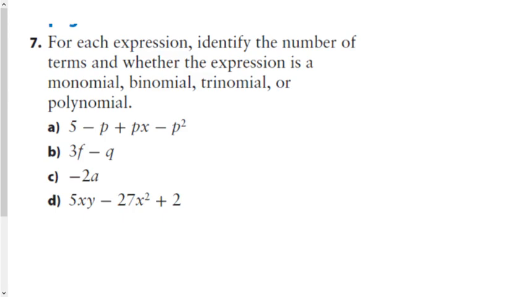Question 7, for each expression, identify the number of terms and whether the expression is either a monomial, binomial, trinomial, or polynomial. It is a little bit of a misnomer because anything more than 1 term is technically a polynomial, but those are 2 terms and 3 terms respectively. 1, 2, 3, 4, polynomial, 4 terms. 2 terms, binomial. 1 term, monomial. And then 3 terms is a trinomial. Any questions with that? That's pretty easy, that one. That's not a hard one.